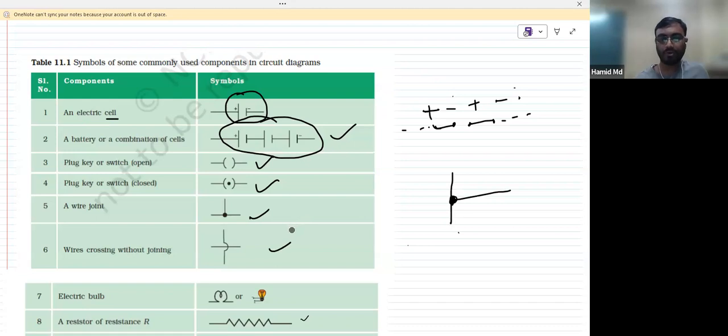If we want to cross two wires at some junction and we don't want them to touch one another, we show it like this. If we put it like this, then there will be a short circuit over here. If we want to avoid the short circuit, we have to use this symbol. Clear?